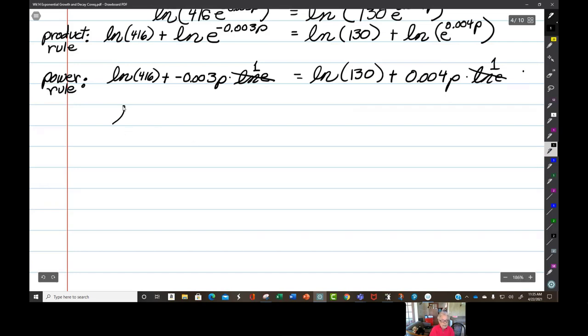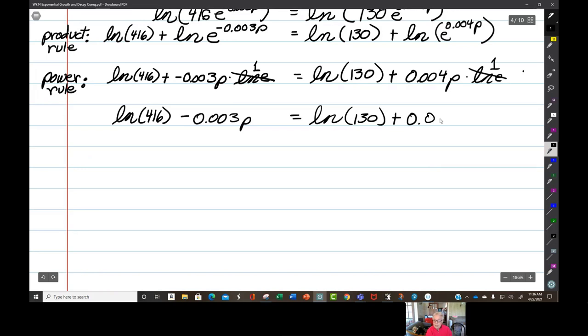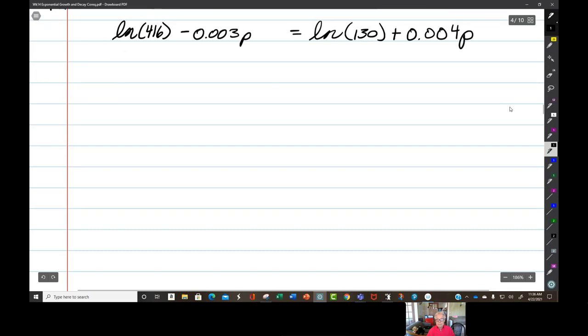So now here's what we've got. We've got the ln of 416, which is just a number, minus 0.003p equals the ln of 130, which is just a number, plus 0.004p. That's what I've got. Well, this is pretty cool. I'm solving for p. All I have to do is get my p's on one side and my ln's on the other, because these are ln's of numbers, which makes them just numbers.